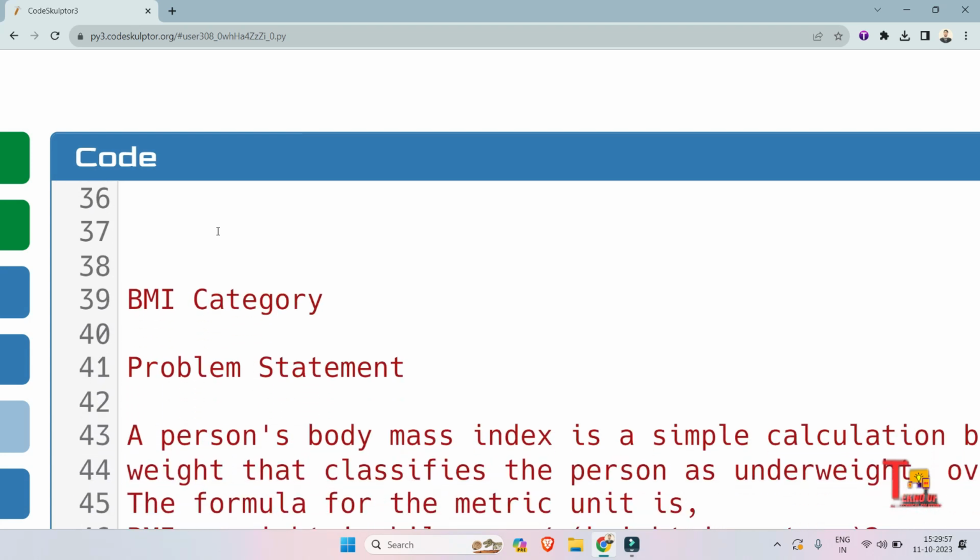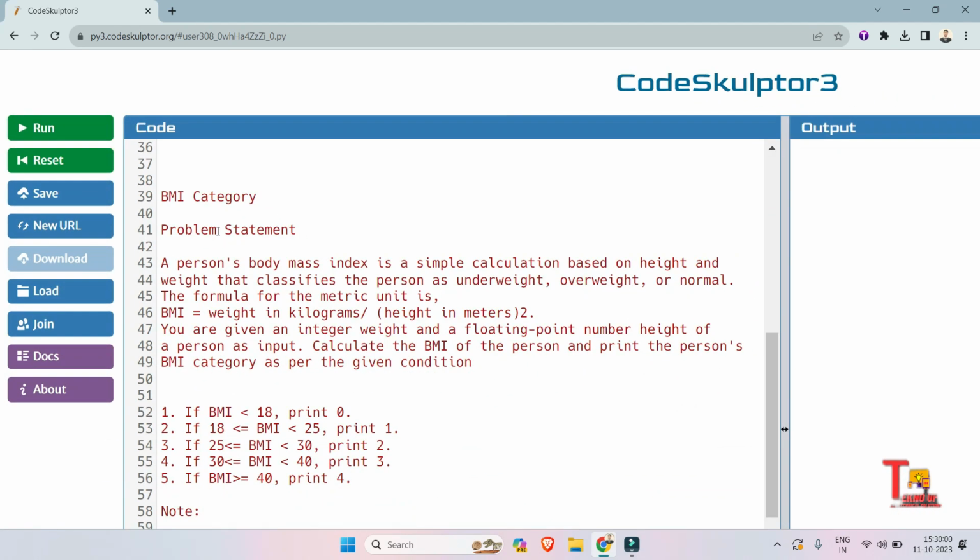So the question is regarding BMI category. A person's body mass index is a simple calculation based on height and weight that classifies the person as underweight, overweight or normal. The formula for the metric unit is BMI is equal to weight in kilograms by height in meters multiplied 2. You are given an integer weight and a floating point number height of a person as input. Calculate the BMI of the person and print the person's BMI category as per the given condition.